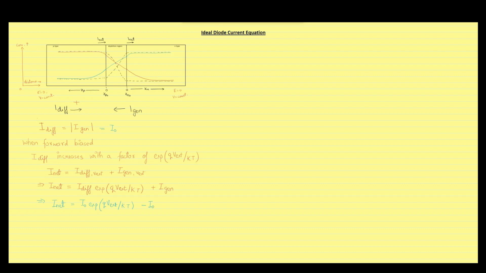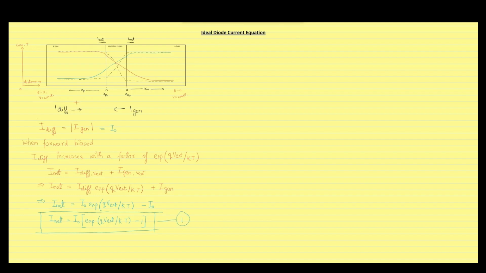I hope you can understand from where this negative sign came. When the junction is unbiased, only the magnitude of diffusion current and generation current is equal, not their directions. So we have to introduce this negative sign. Now the net current will be equal to, let this equation be the first equation.